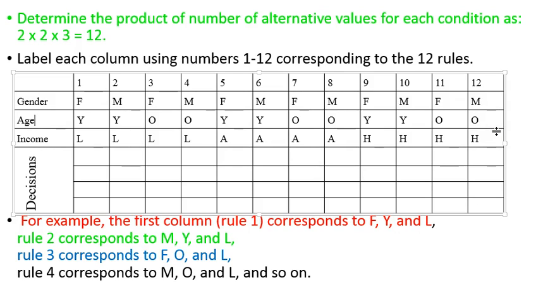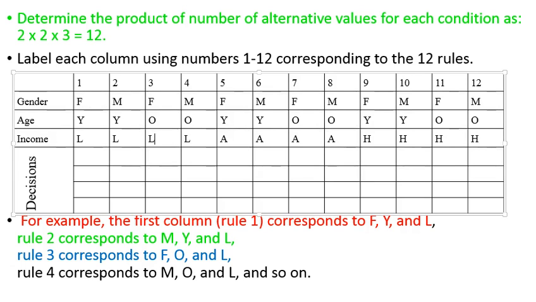So after doing this, you can examine this table and say, okay, for example, the first column gives us a condition that there is every tendency you can get a female who is young and has low income. And also, if you look at rule number 2, you can get a male who is also young and has low income. And rule number 3 is saying we can have a female who is old and has low income. So these are the combinations until you have all the 12 like that.